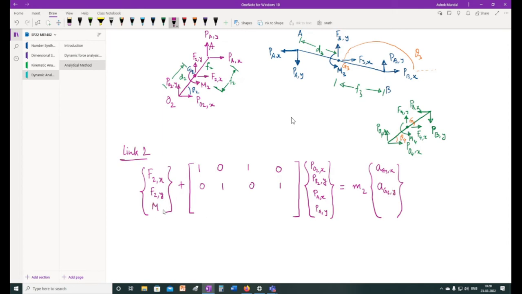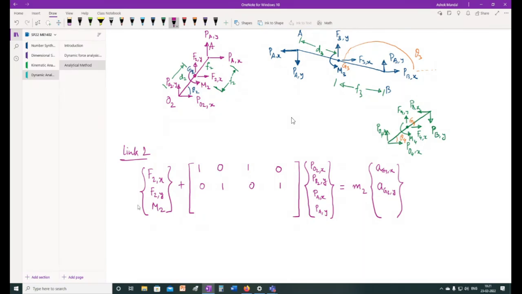What about this third? Here, what should we write? D2. Zero. D2. Let me tell you one thing. In this case, suppose we are taking moment of all the forces, moment of all the forces with respect to this point, center of mass.